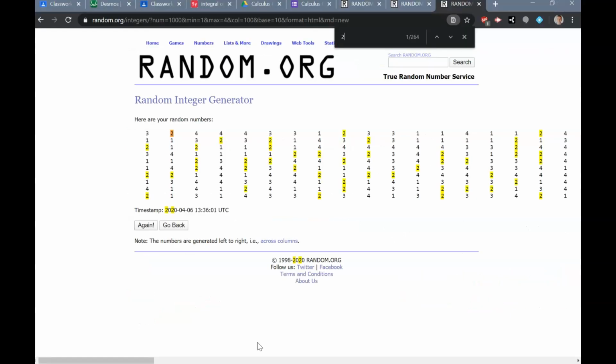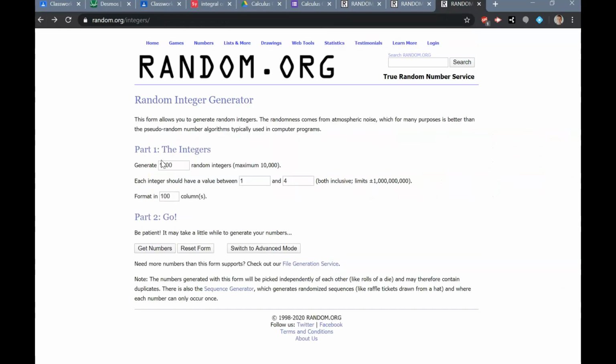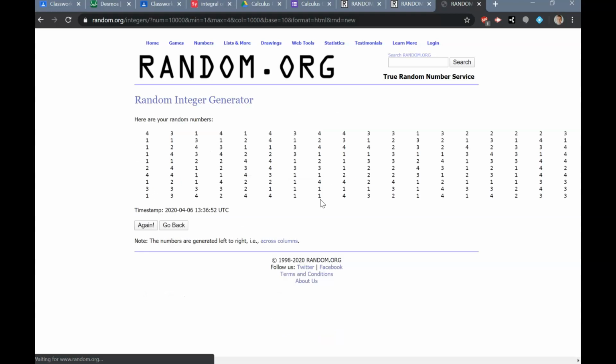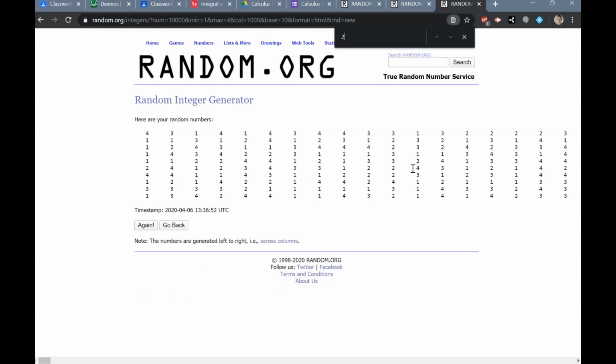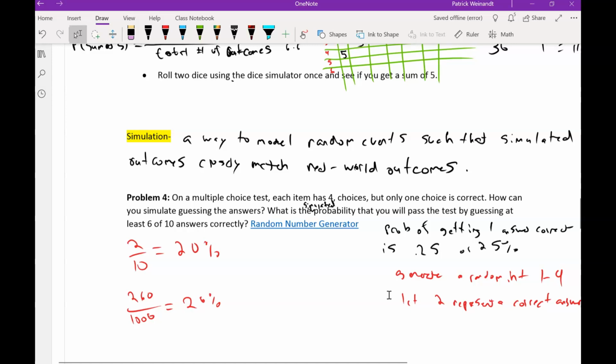And if I generate even more numbers, something else is going to happen. If I did 10,000 and generated that in 1,000 columns, I'd find my probability here with control find for the number of 2's. I don't know why it's not working. But my point here is you should get more accurate probabilities for those things.